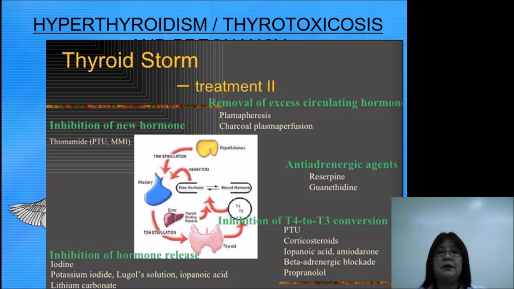in hyperthyroidism. Again, to inhibit the production of new hormone, you use your thionamides. Inhibition of hormone release, you have your iodide, potassium iodide, and lithium carbonate. Inhibition of T4 to T3 conversion, you have your PTU, corticosteroids, beta-adrenergic blockade, and propranolol. You have your anti-adrenergic agents, and you have plasmapheresis or plasma perfusion for the removal of excess circulating hormones.